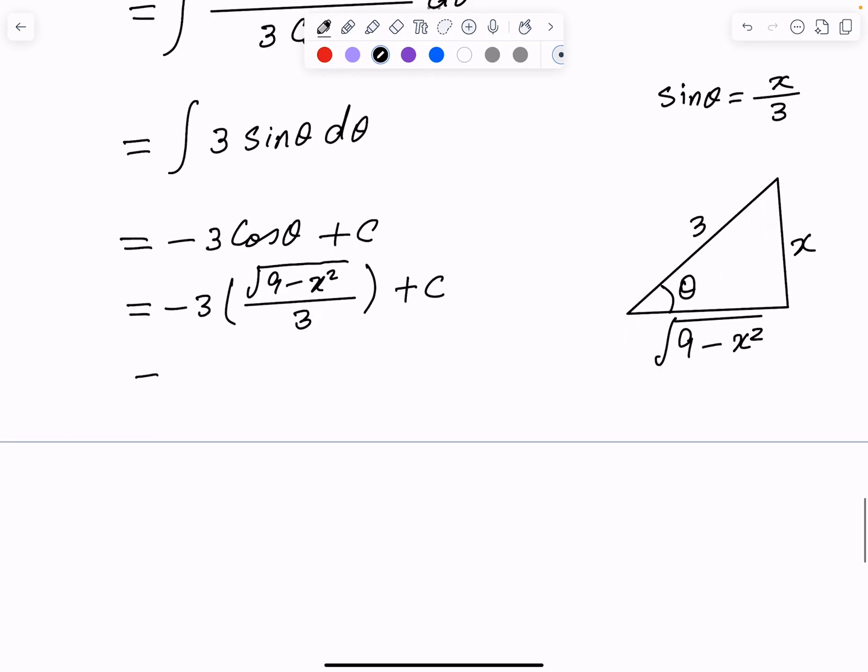Therefore, we're going to have I being equal to minus the square root of 9 minus x squared, and here is plus c. And that's it.